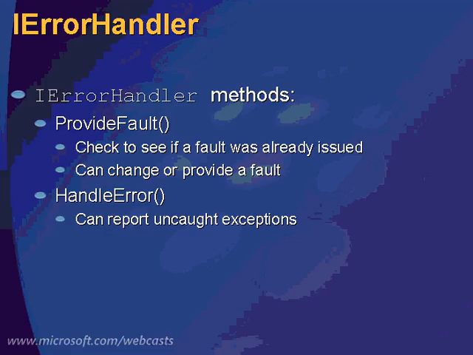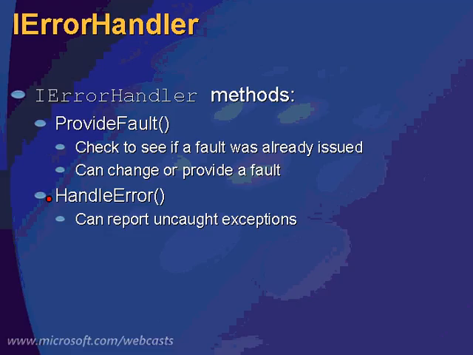You implement this interface, and you have two functions. ProvideFault is the first function that gets called. And it gets called, of course, after the exception has gone through your operation and you have returned from that, and it's flown up to the service model. And the service model will see that there's an error handler configured and say, okay, do you want to provide a fault for this exception? So what you can do is check to see if there was already a fault, and if there isn't, you could provide one if you are comfortable with converting that exception. So you might have a certain set of exceptions you're okay with converting to faults automatically.